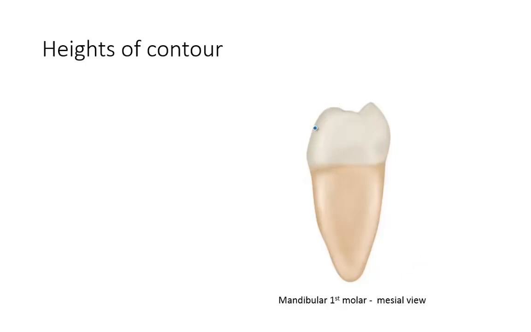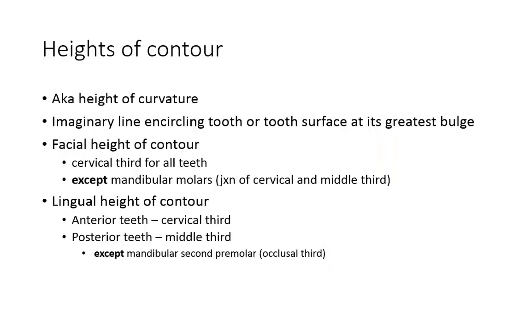look at the buccal view here, right? This is the buccal, and this is the lingual. We have a lingual cusp right here. The height of contour on the buccal side would be this right here, and the height of contour on the lingual side would be just about this part right here. So pretty much it's just where the greatest bulge is.